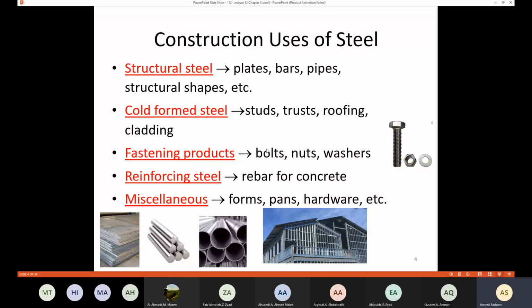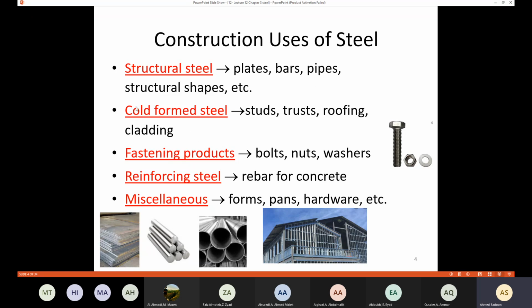We have different types of steel in construction. We have structural steels like the blades. This is the blade here. It could be used for floors and so on. We have the bars like this one. We have the pipes, and we have many structural shapes.